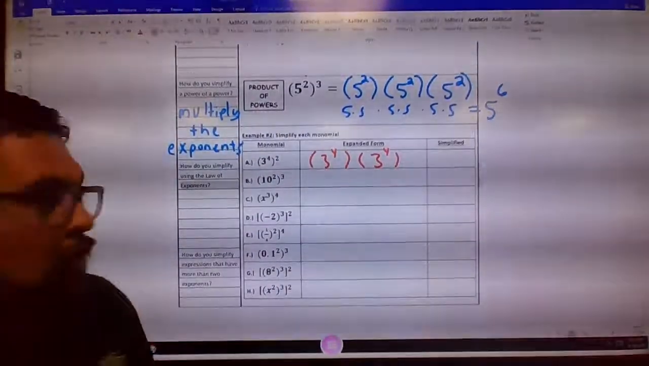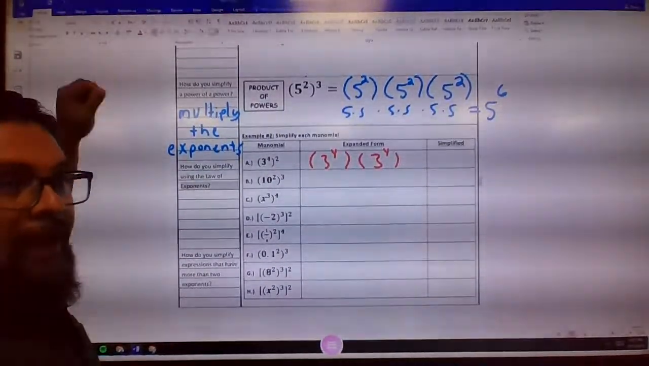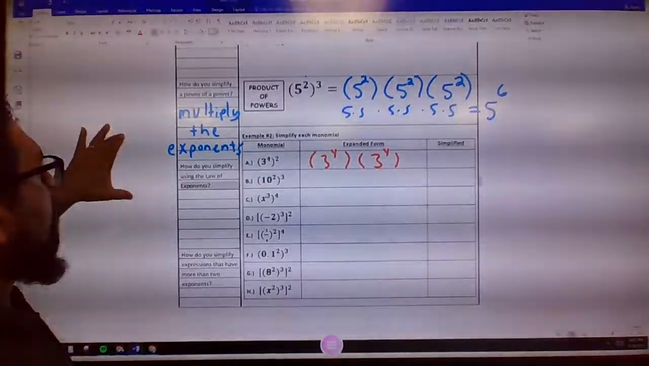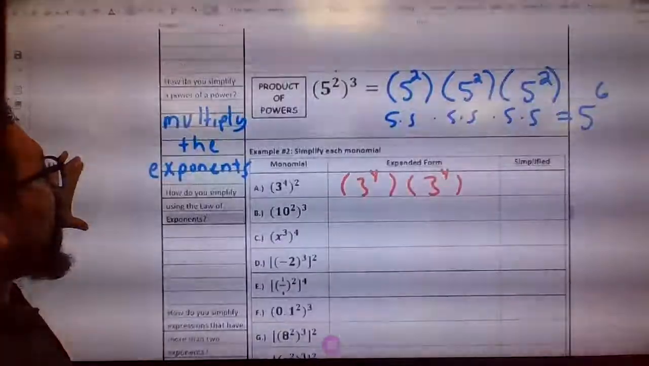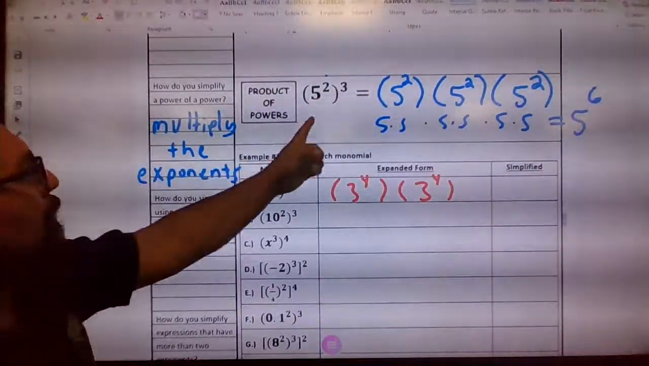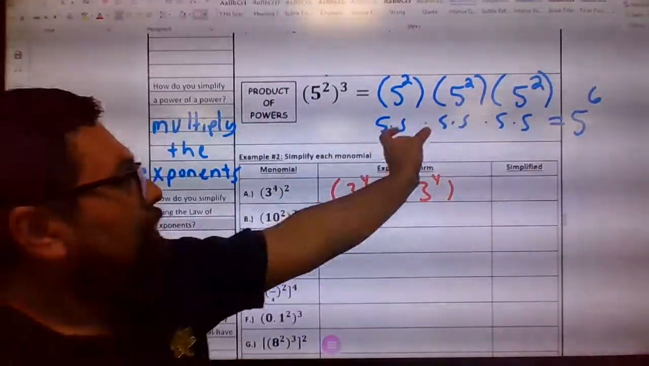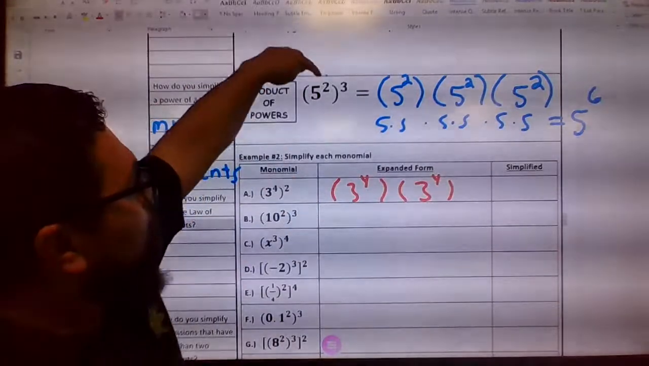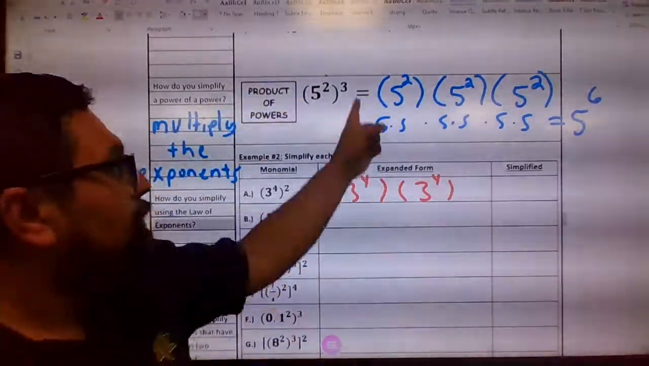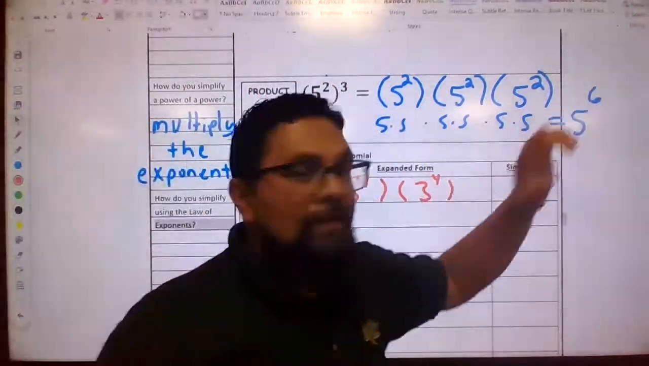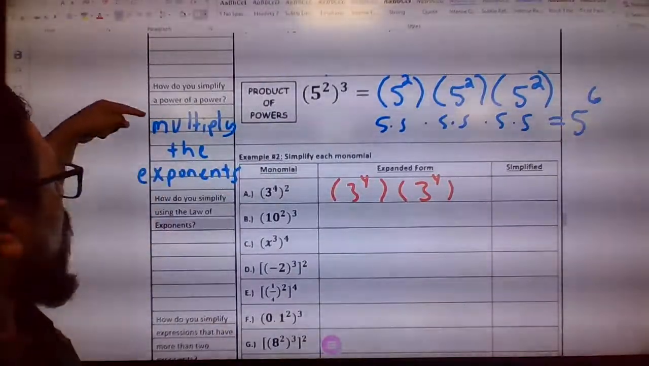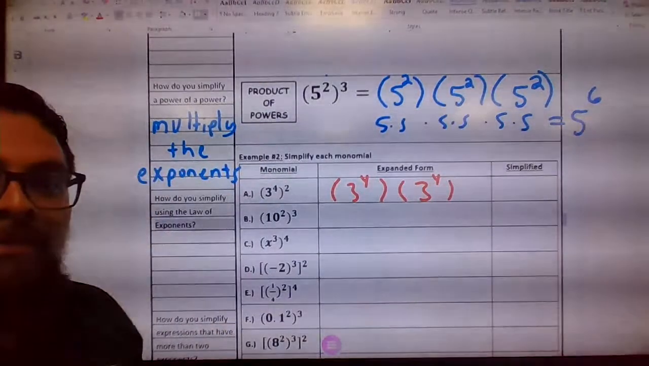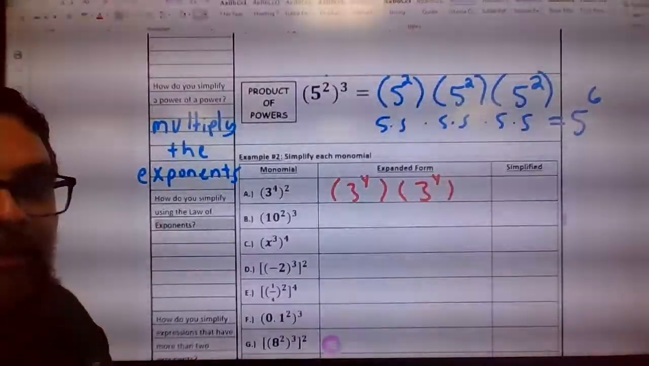Let's fill in this on the side. The question here is, how do you simplify a power of a power, just like this? You can expand it, yes, but the shortcut is you multiply the exponents. That's what we did here: 2 times 3 is 6. So you multiply the exponents. Guys, go ahead and write that down.